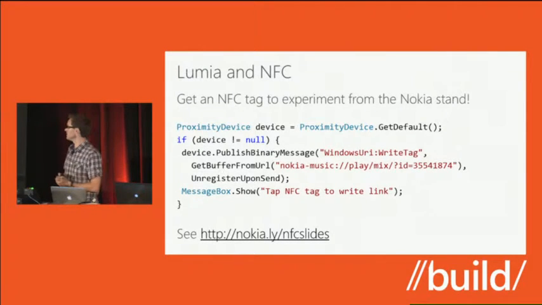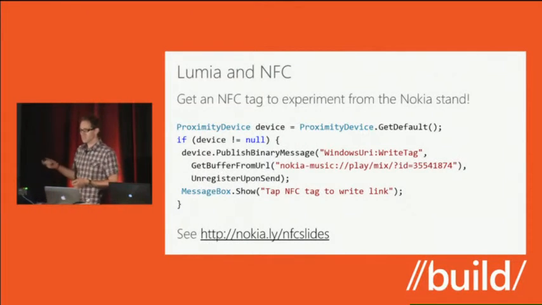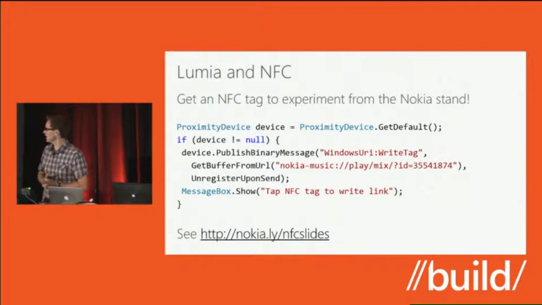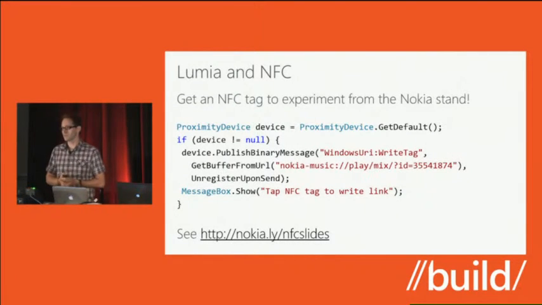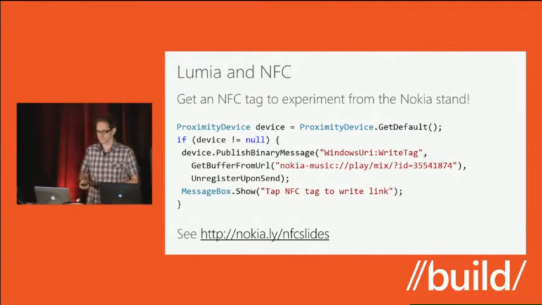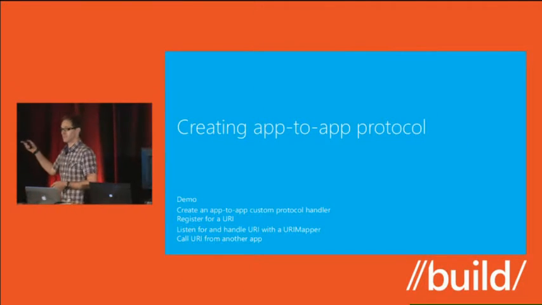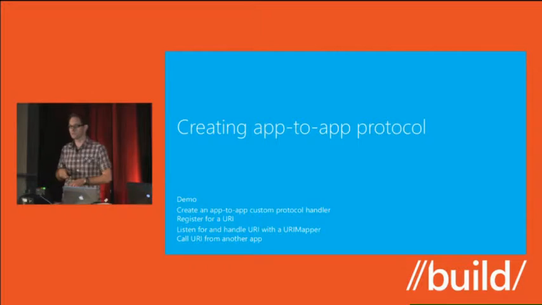This is the code to go and do it. There's obviously a couple of magic methods there which aren't shown on this slide, but at the bottom, there's a link to some slides by one of Nokia's NFC experts. The slides in particular are talking about Windows 8, but the great thing is with Windows Phone 8, the APIs for proximity are exactly the same. This is the URI that I've written to that tag to play this specific mix, which is the Billboard Top 100 in the US. And if you haven't picked up an NFC tag from the Nokia stand, go do it, because there's tons of them there.